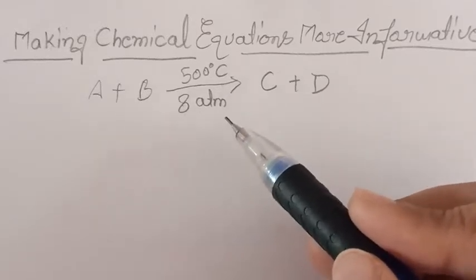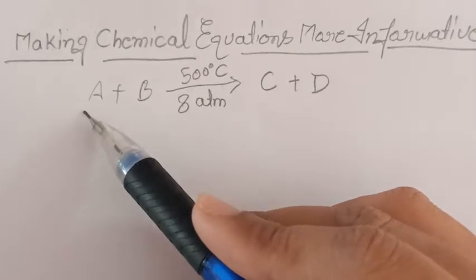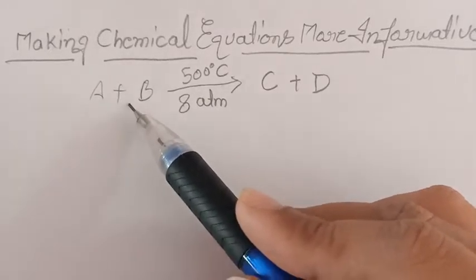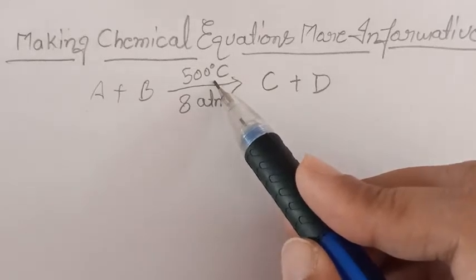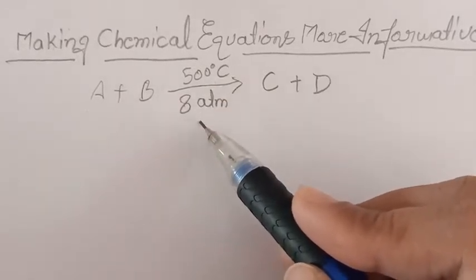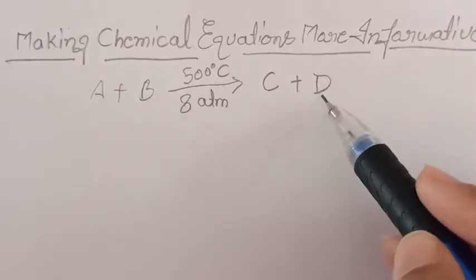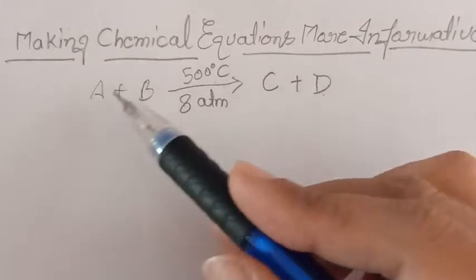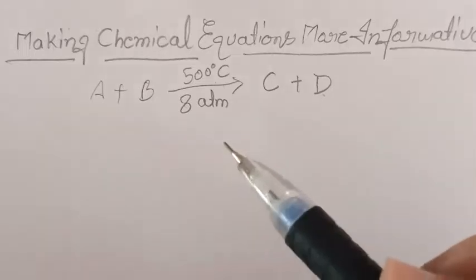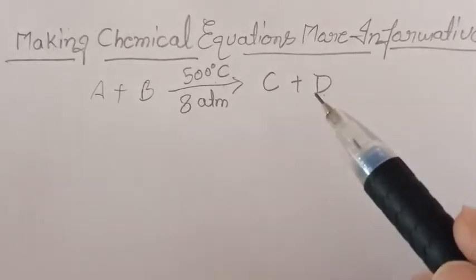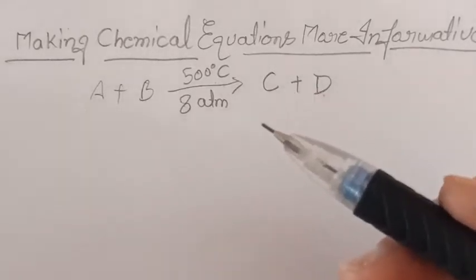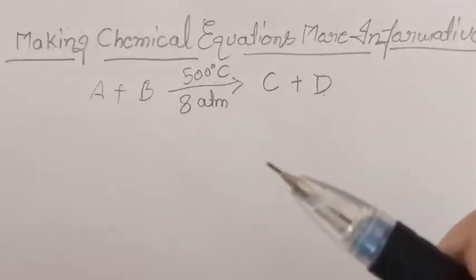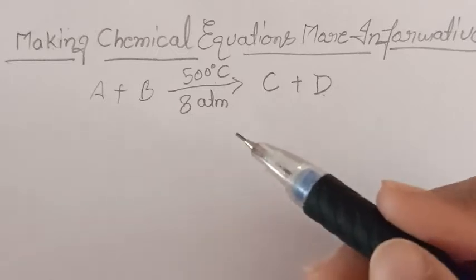So if a substance A reacts with a substance B at, say, 500 degrees Celsius temperature and 8 atmospheric pressure to give the substances C and D, we have to write the equation like this. In some cases catalysts also participate. So first, what are catalysts? Catalysts are the substances that generally speed up a reaction but remain unchanged themselves.